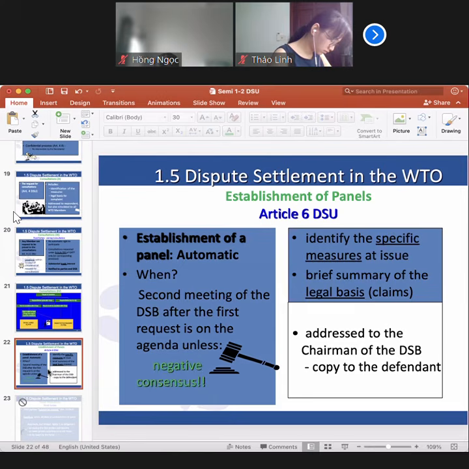Okay, and here it is also the right of the defendant to know that their measures right now are going to be facing the risk of being examined by an independent body of the WTO specified for this work.